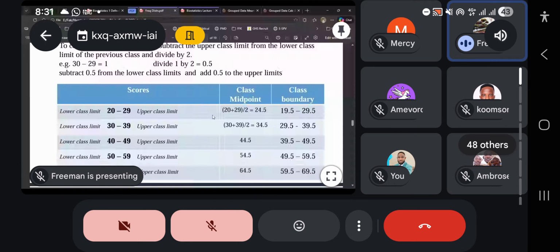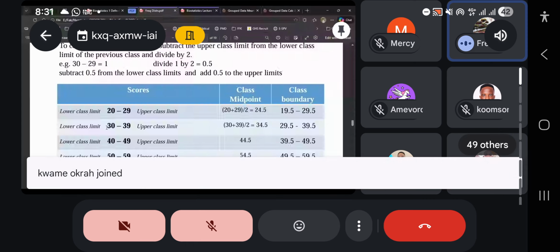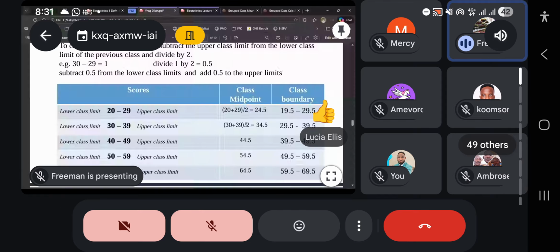The reason we are finding this class midpoint, we are going to meet it ahead, so I'm taking my time to explain it well. 30 plus 39 divided by 2 is 34.5. 40 plus 49 divided by 2 is 44.5. 50 plus 59 divided by 2, and 60 plus 69 divided by 2, give the remaining midpoints.